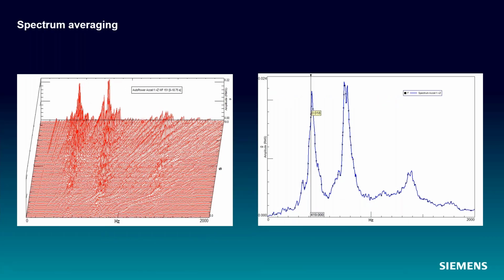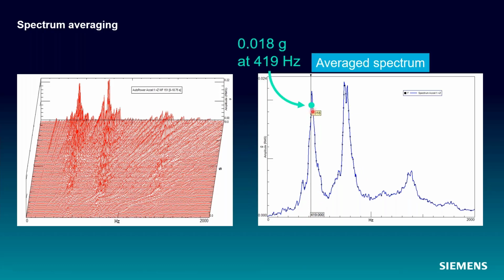So when I go back to my waterfall and I create an average spectrum, here's my average spectrum in blue. I put my cursor right here at 419 hertz, and I look at the amplitude of that, and it comes out at 0.018 Gs at 419. So what the software is doing is this: for every single frequency line in my test or in my FFT, it's going through and saying, what are the amplitudes of this frequency over the entire test? And then I'm going to average all of those individual amplitudes.